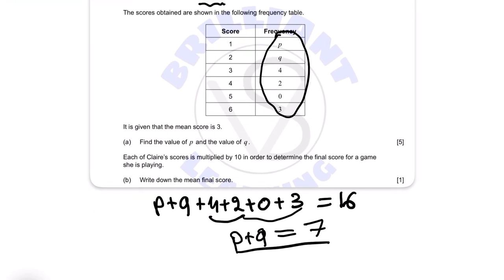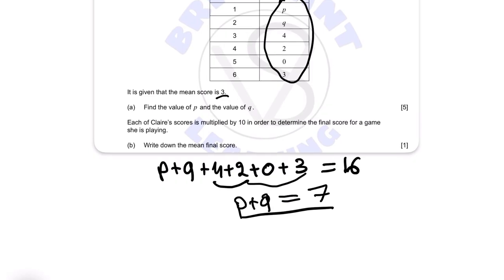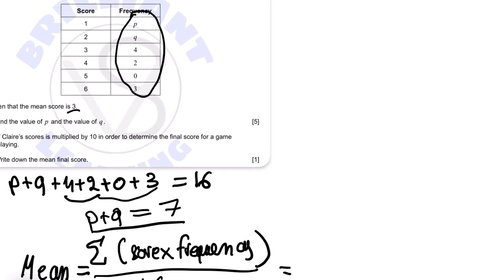Then our second equation will come from the mean. This is the reason why it's given to us. We know that the mean score is 3. The mean is going to equal the sum of the score times frequency, divided by 16. In our context, for example, the frequency here is P and the score is 1, so we have 1 times P, which is P. Plus here Q, here 2, so 2 times Q, that's 2Q.